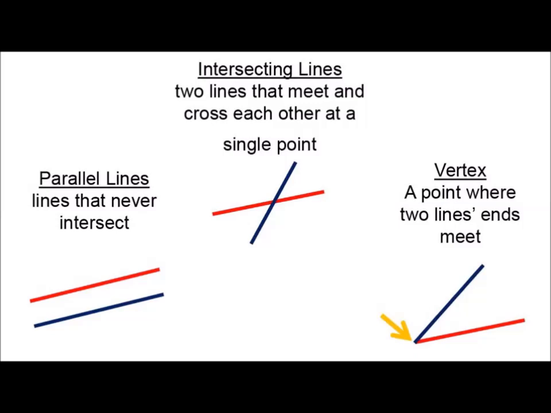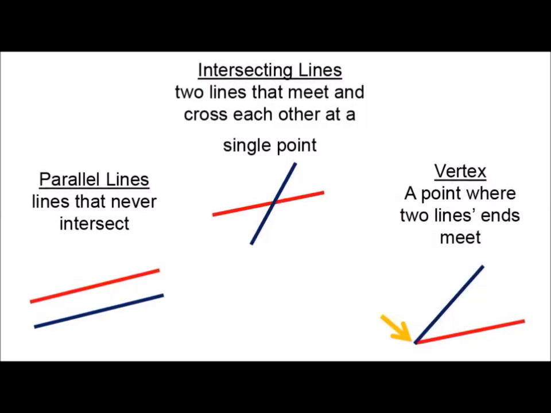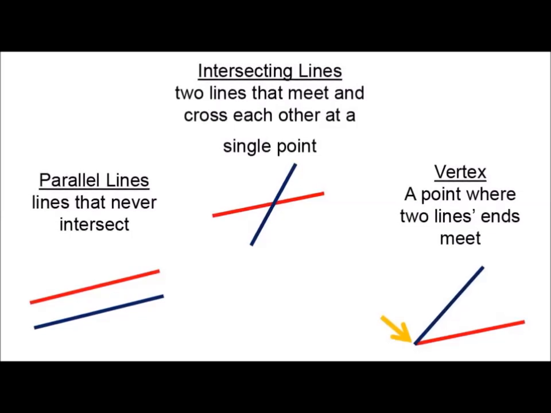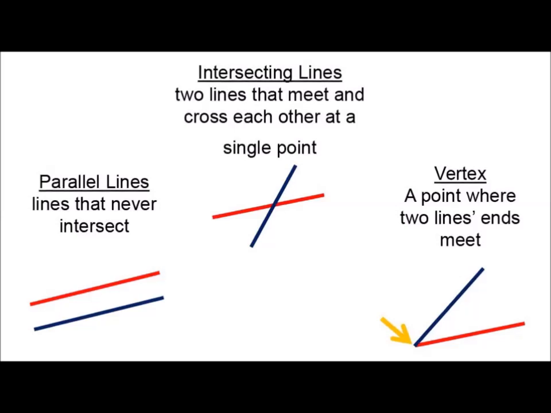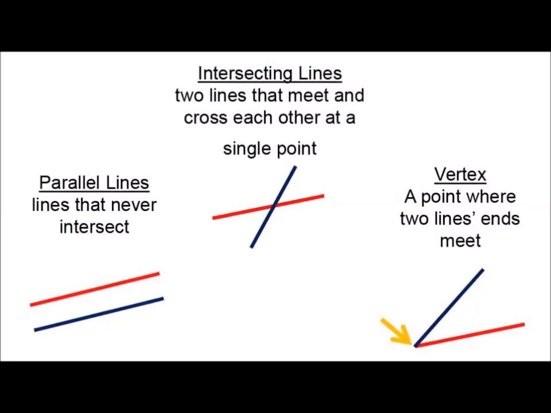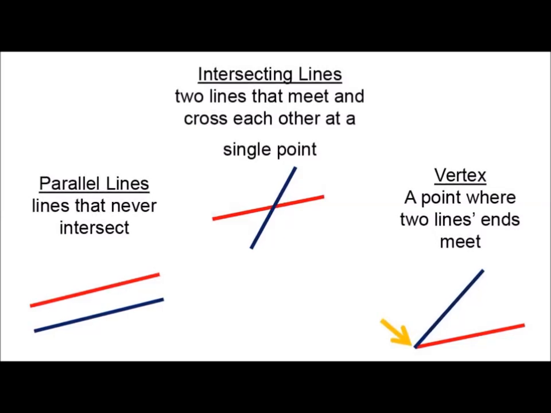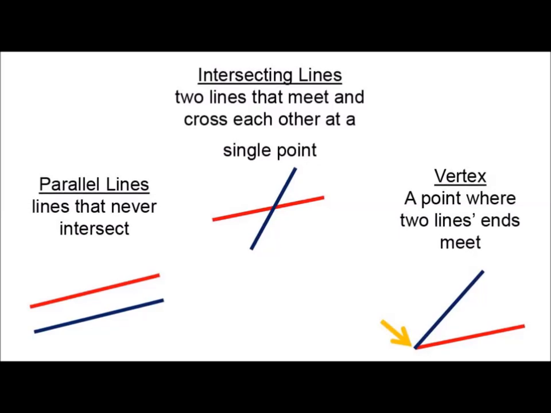In the diagram I have here, you can see some different types of lines. Parallel lines are lines that run like railroad tracks next to one another and never intersect. Intersecting lines are two lines that meet and cross each other at a single point. A vertex is a good vocabulary word to know. That's a place where two lines' ends meet. You'll see many vertexes in the next slides when we talk about different types of angles.